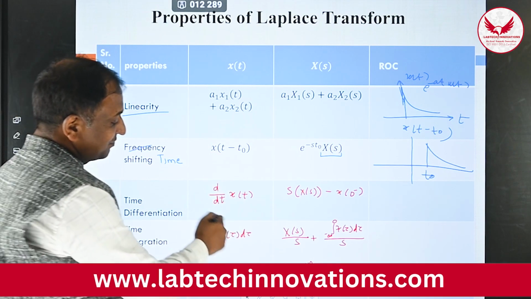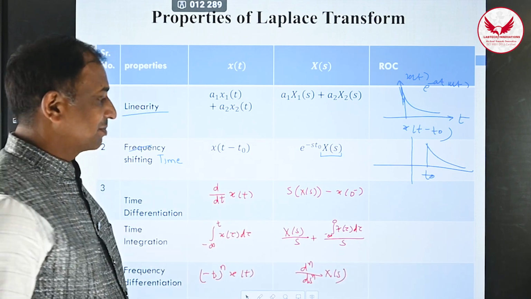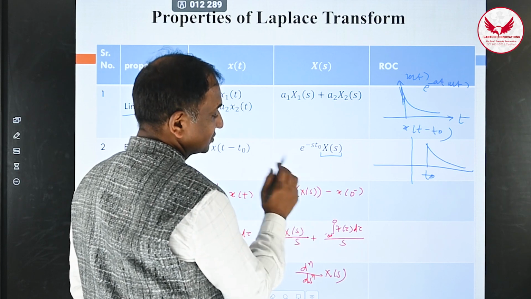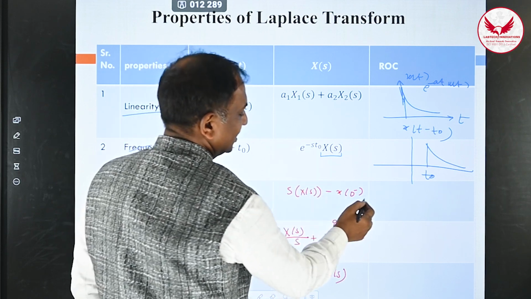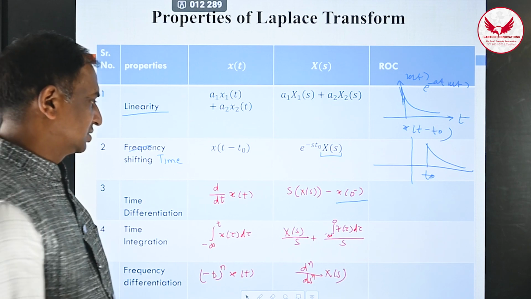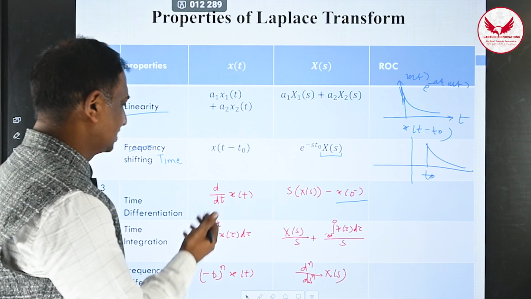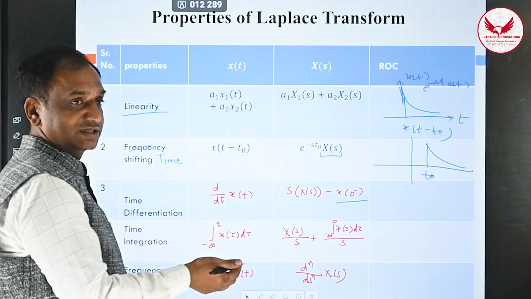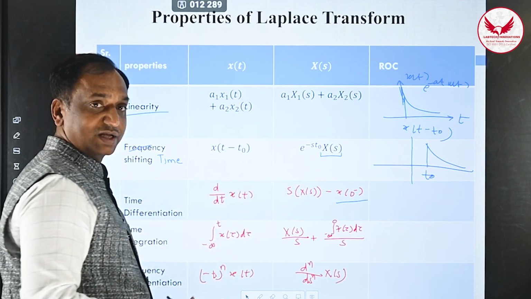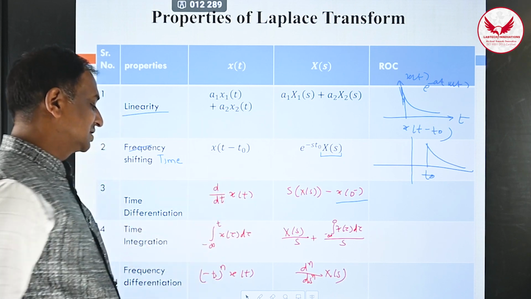If the signal is differentiated in the time domain, that is d by dt of x of t, its Laplace transform is equal to s into X of s minus x of 0 minus. So x of 0 minus is called the initial value. Sometimes the initial value will be zero. So d by dt of x of t is s into X of s. Similarly, if you take the nth order differentiation, there will be s raised to n. So accordingly you can find out the Laplace transform of any differentiated signal.